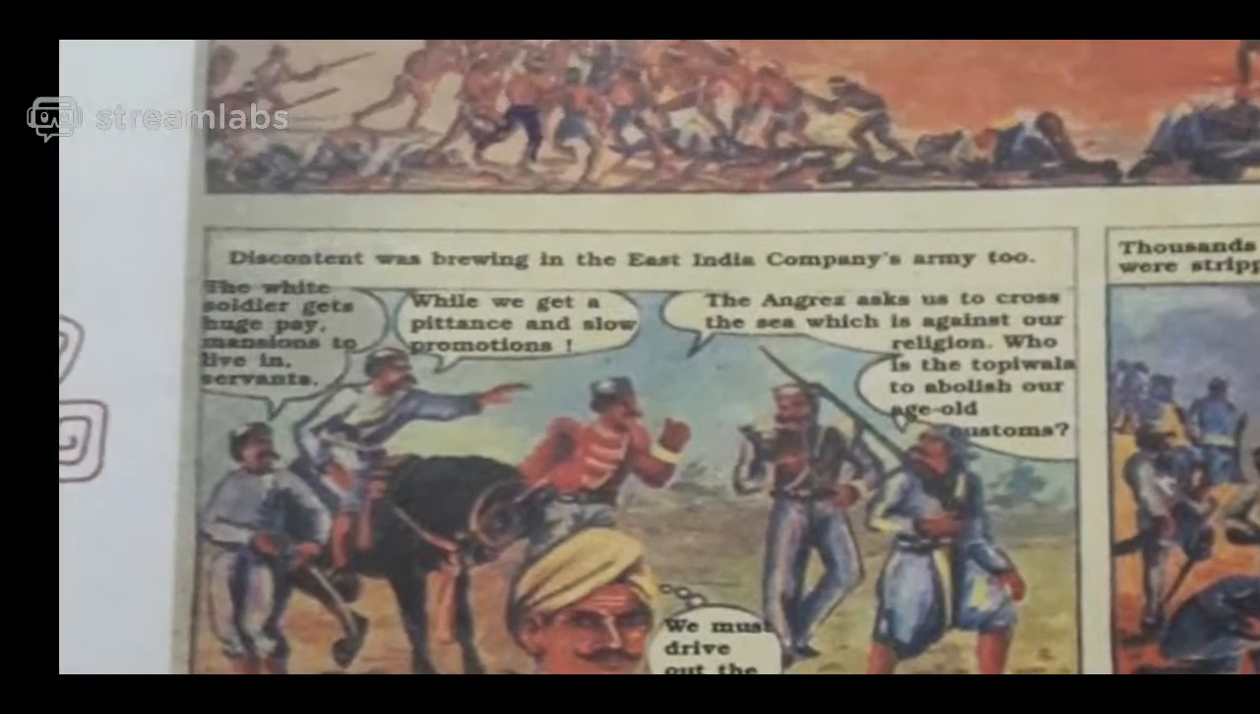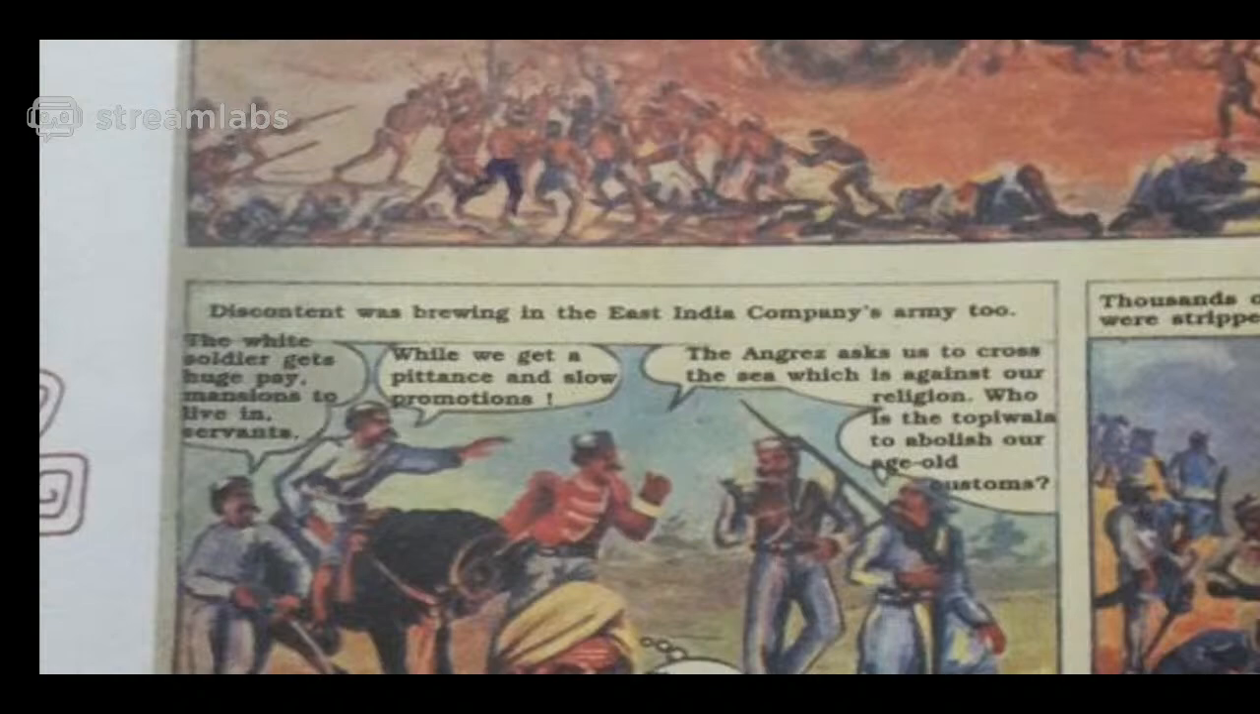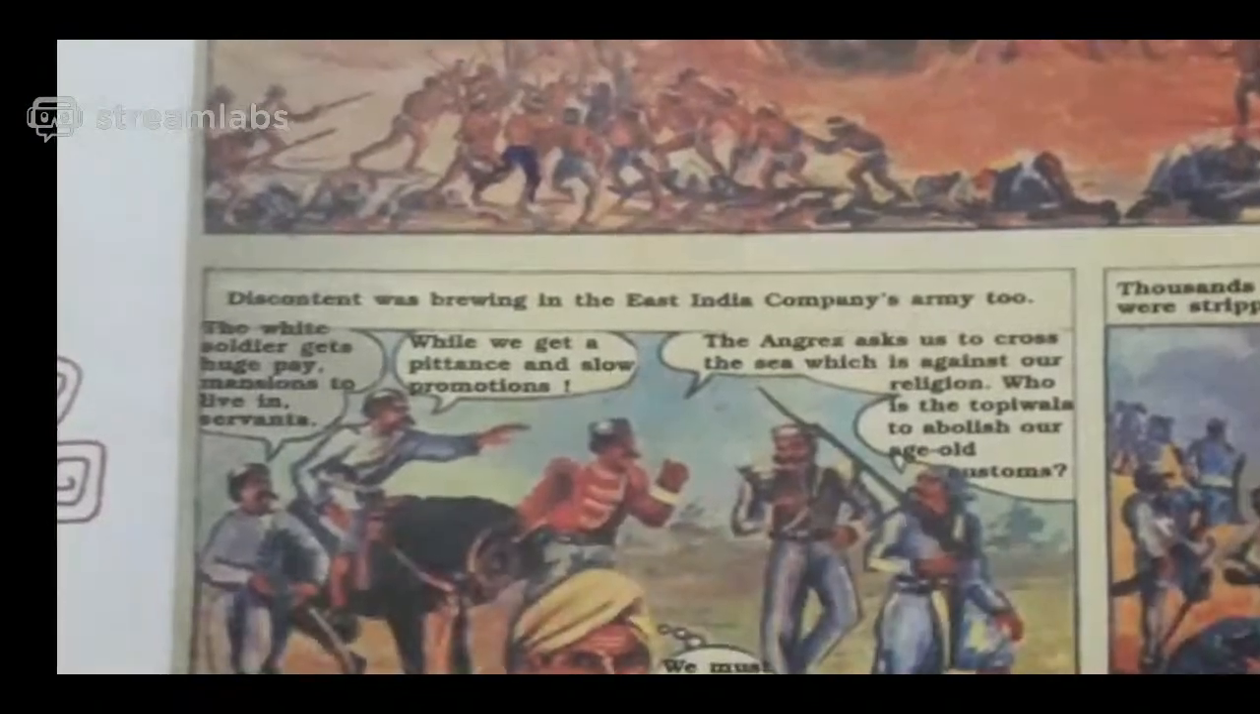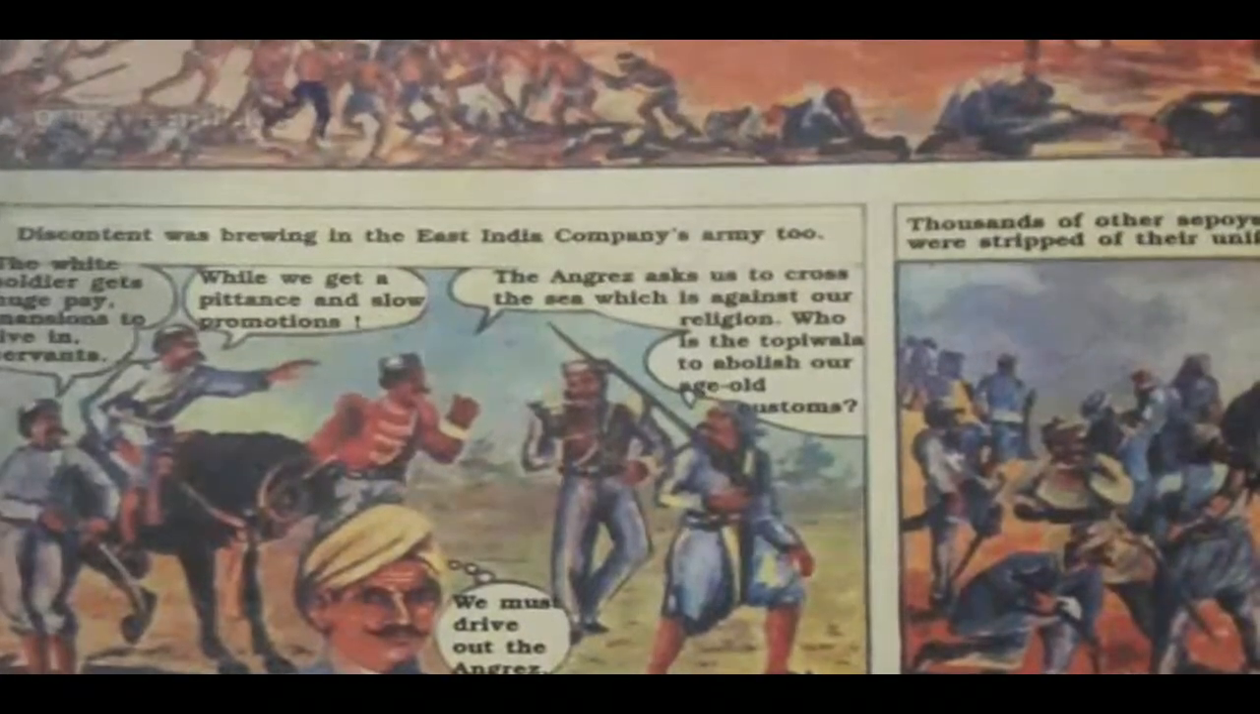Now here, in the second picture also you find discontent among the people that was brewing up. So it was not only the farmers, but also in the Indian army. Indians, remember, the British had the army in India, but Indians were working for them. So they are talking to each other. What are they saying? The white soldier gets huge pay, a mansion, means big house to live in, and servants also. While we get a pittance and slow promotion, we hardly get any salary and slow promotion.